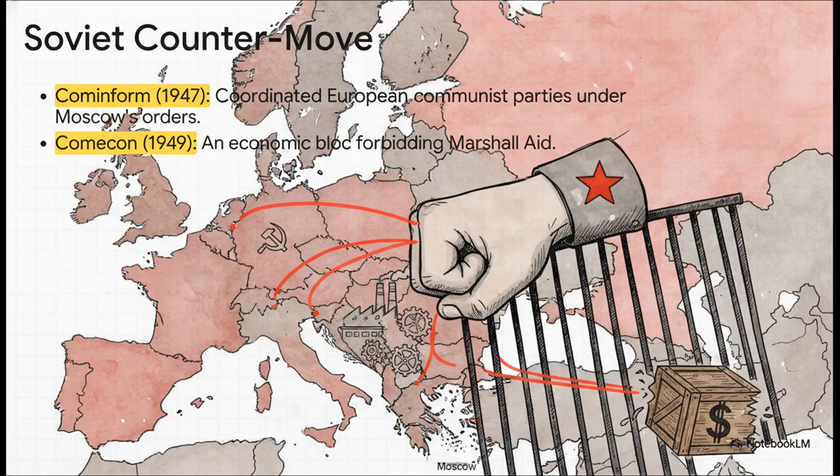Of course, Stalin saw all of this as a direct attack. So what did he do? He tightened his grip. He created something called Cominform to make sure every communist party in Europe took their orders directly from Moscow. And he set up Comecon, which was the Soviet version of the Marshall Plan, basically walling off Eastern Europe's economy and forbidding any of those countries from taking American money.